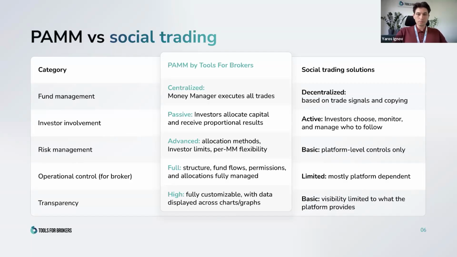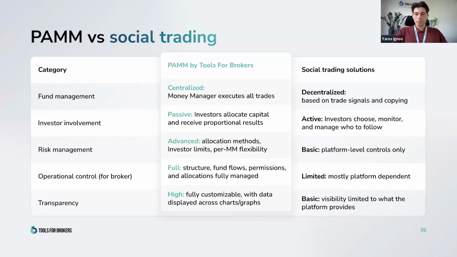While social trading is decentralized, where any signal provider can be followed, and investors should be more active. They pick trades, they pick traders on a daily basis, they monitor performance on their own, and should be deeply involved in order to gain. While the control for brokers is often shared or reliant on third-party platforms. So, which one is better? The most important part here is that these two models are not mutually exclusive. They actually complement each other.